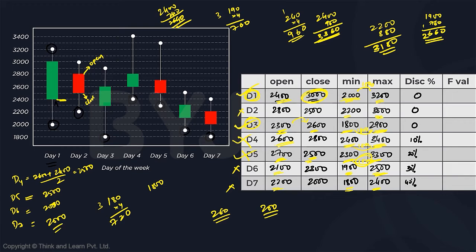Now a 10% discount on the price of 2500. So this is 2500 minus 250.